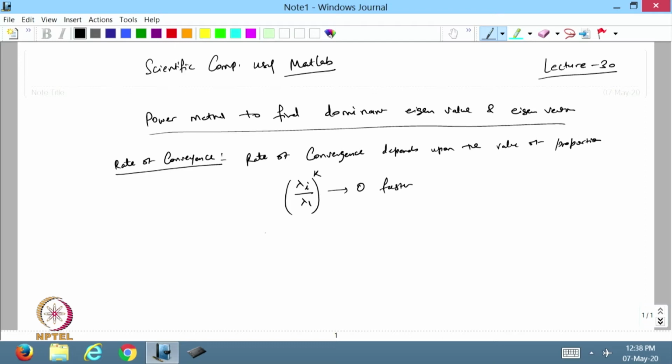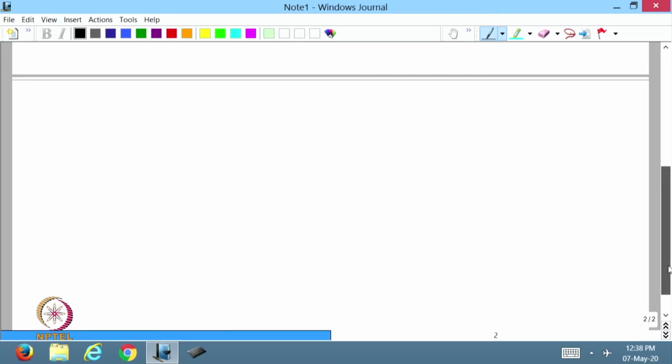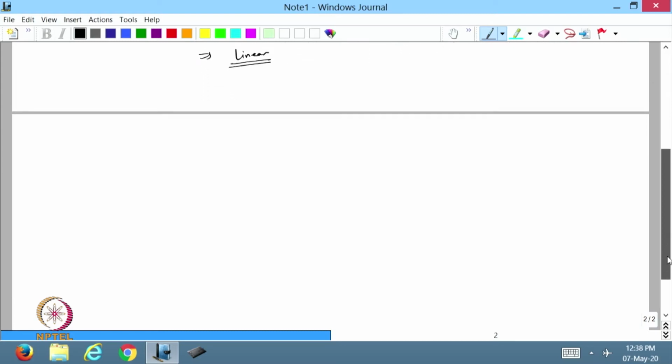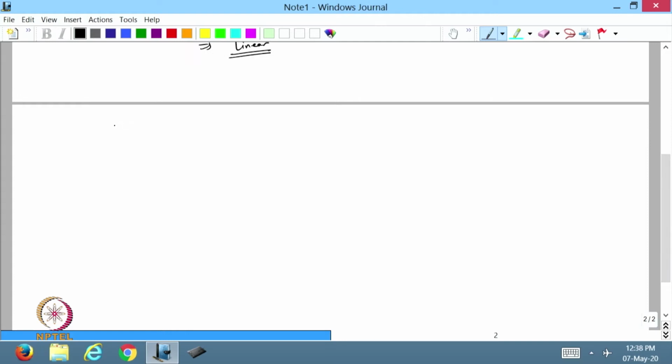So, the smaller the proportion lambda i by lambda 1, the faster the rate of convergence. Otherwise, its rate of convergence is linear. So, power method has a rate of convergence that is linear. So, this is the way we are able to find the dominant eigenvalue. Now, I will discuss the inverse power method.